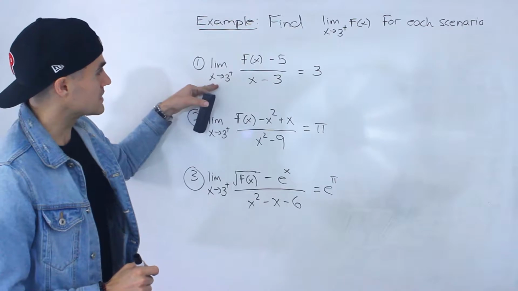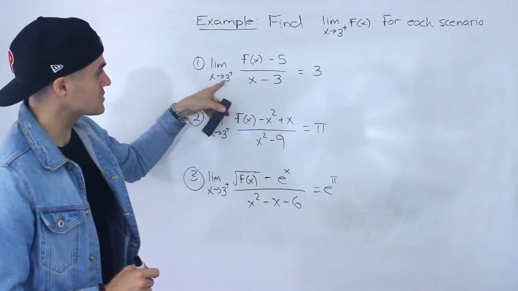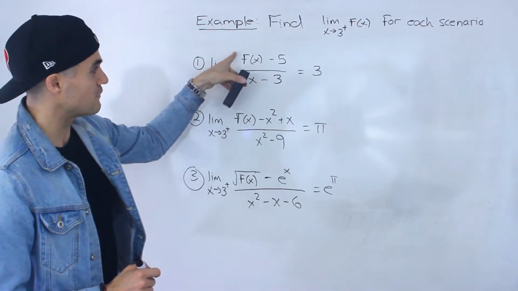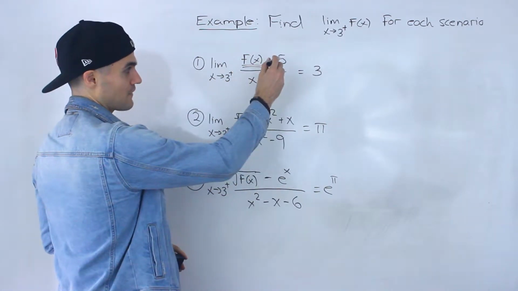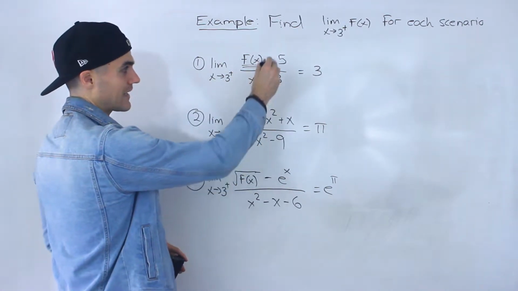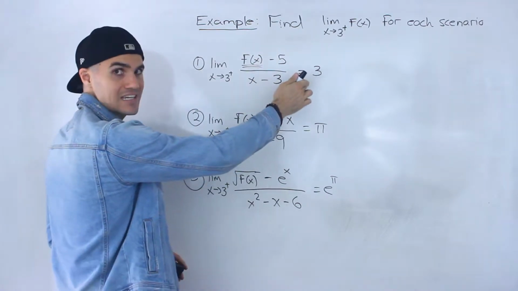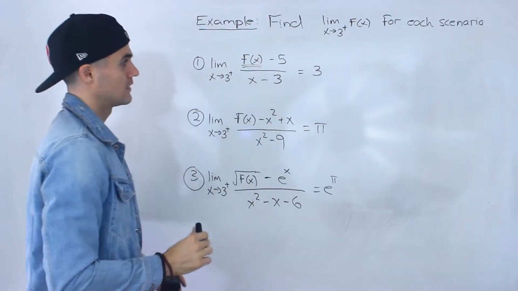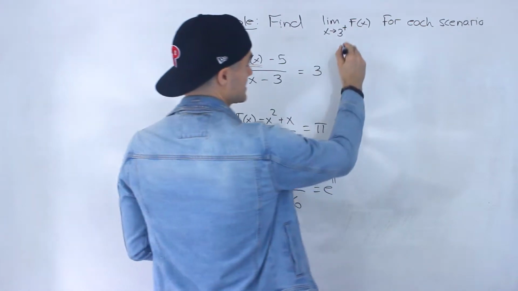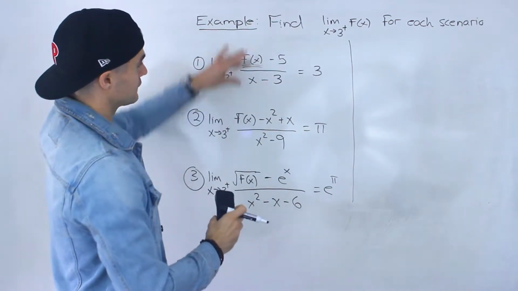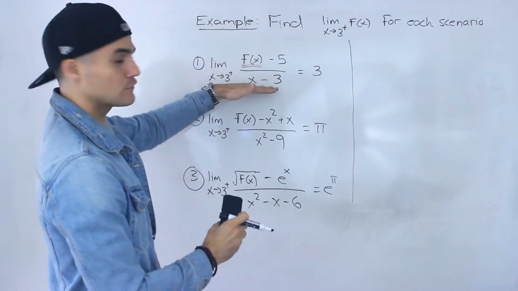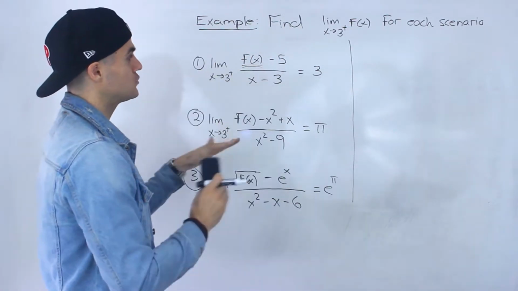So starting with this, we got the limit as x approaches 3 from the positive side of f of x, some kind of function here, we don't know what it is, minus 5 over x minus 3, and then that limit has to equal 3. And so to break this down first, let's forget about this numerator for now. I'm just going to focus on this denominator and I'm going to do different cases.